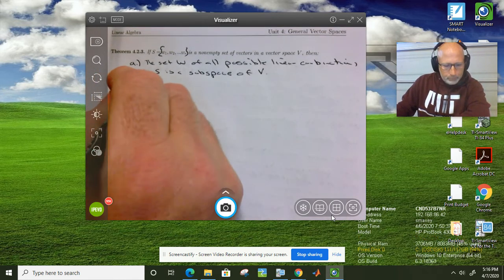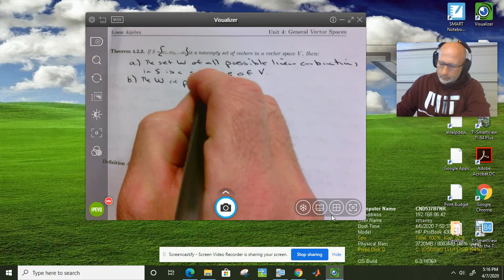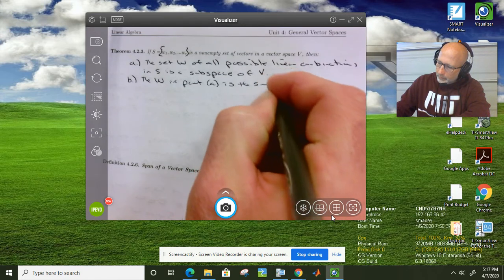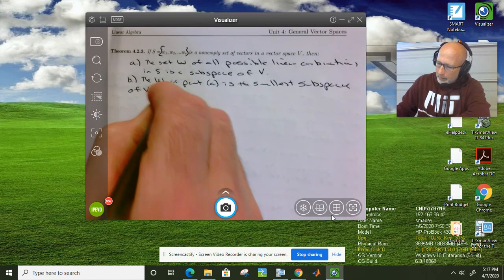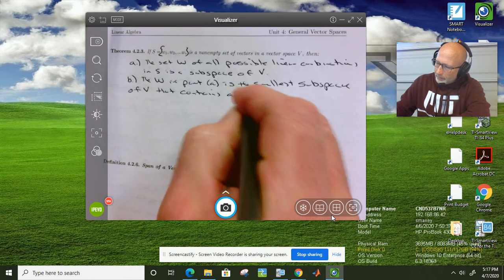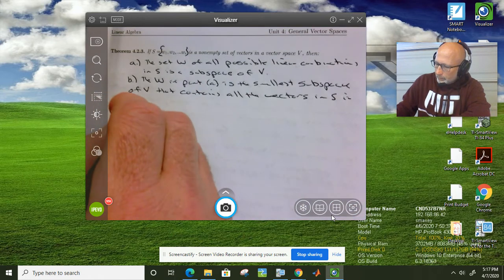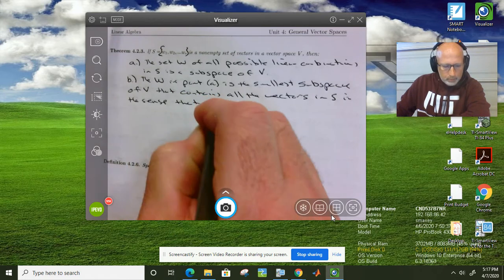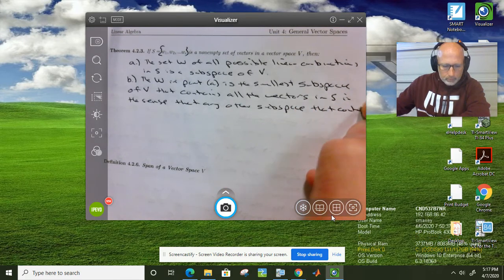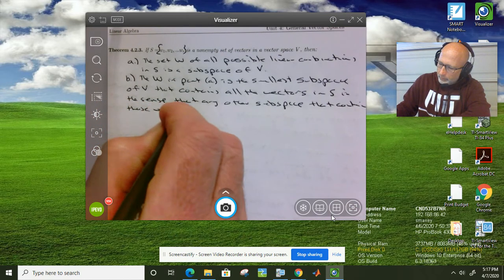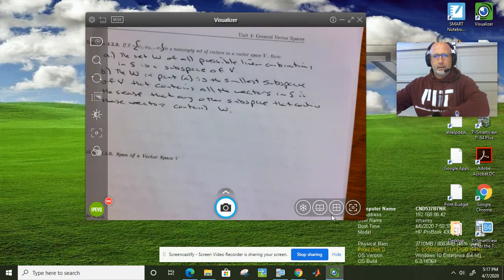Okay, (b) the W in part (a) is the smallest subspace of V that contains all the vectors in S, in the sense that any other subspace that contains those vectors contains W. So not only does it form a subspace, but it forms the smallest subspace out there.